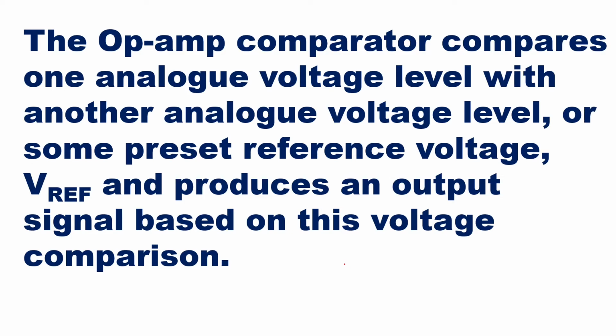Here you can see the explanation for a comparator. The op-amp or comparator compares one analog voltage level with another analog voltage level or some preset reference voltage Vref, and produces an output signal based on this voltage comparison. Depending upon which input is larger, the output is going to switch between two levels, either plus VCC or minus VCC. It is called plus saturation or minus saturation.